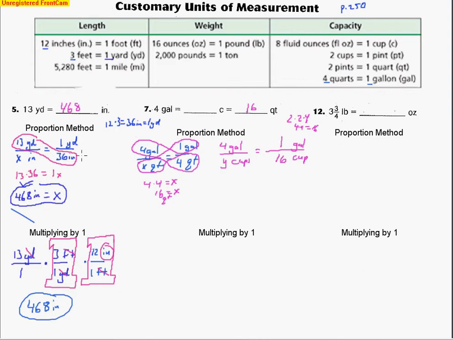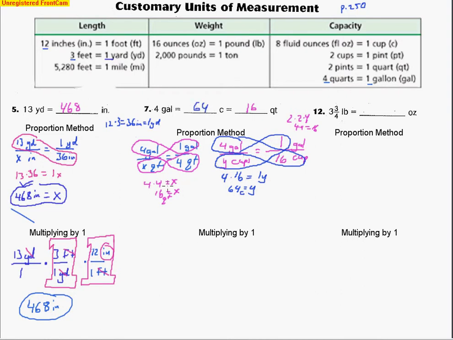So now we can go ahead and cross multiply. Let's multiply those numbers diagonal from one another, and we'll get our answer. So 4 times 16 equals, and then we have this, y times 1. So 1y. So we go ahead and do that multiplication. 64 is what we get. So what does that represent? Cups. So there it is, 64 cups.